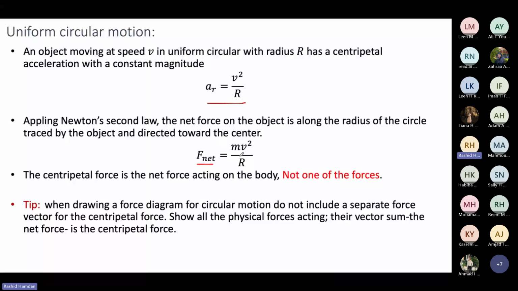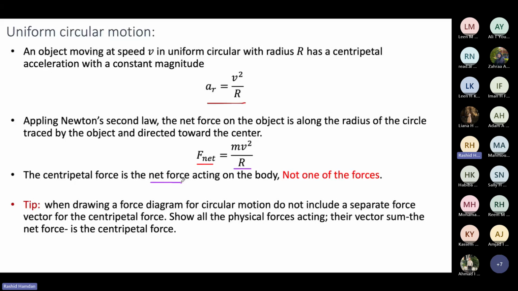So this centripetal force is the net force on the object, not one of the forces that I would add to my system. I have to look at the forces that I know: normal reaction, tension, weight, friction, and see that they have to add up to a centripetal force that would keep me on track. So when drawing the force diagram, I don't include the centripetal force as an extra force, because that's actually the net force. I usually don't draw the net force. I draw the regular forces, and I look at their sum.